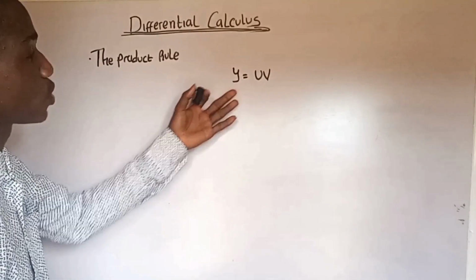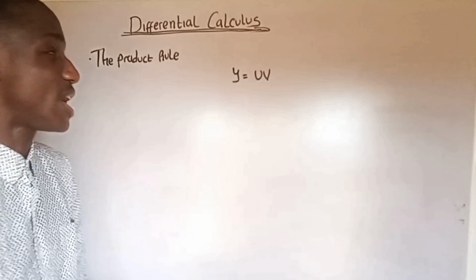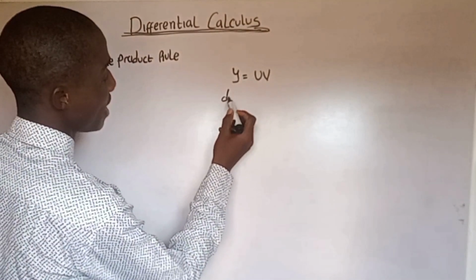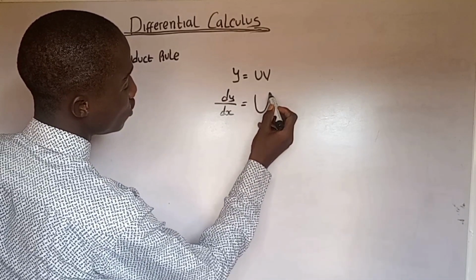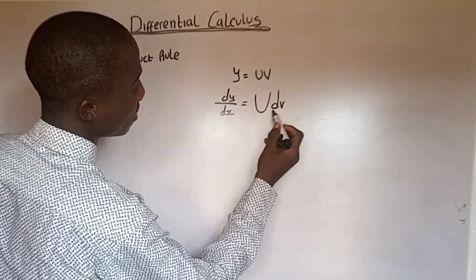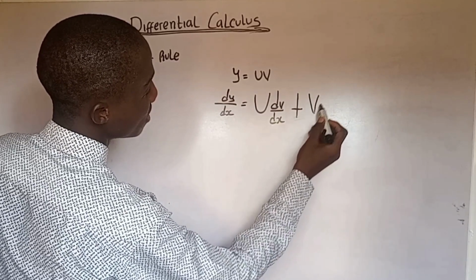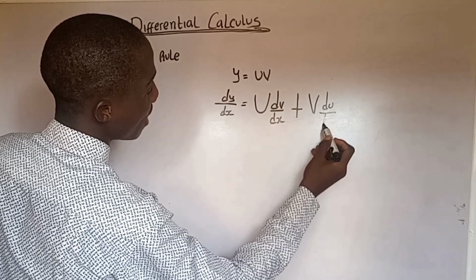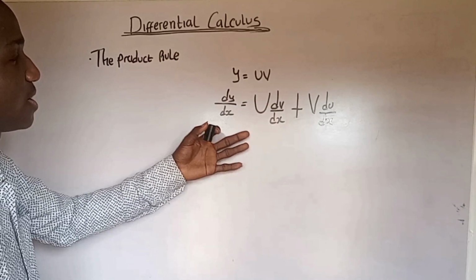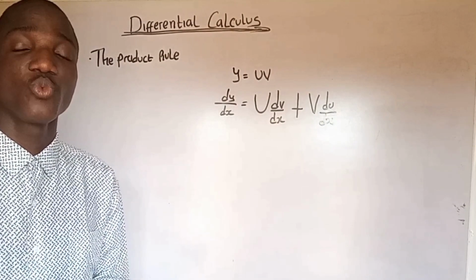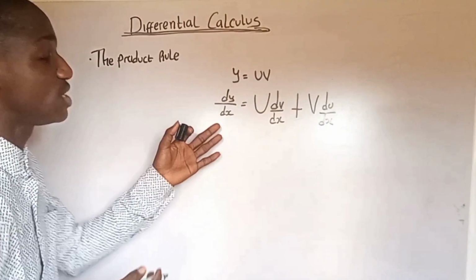The product rule states that when we are told to differentiate a function in which the two parts are multiplying each other, we are going to have dy over dx is equals to u dv over dx plus v du over dx. Now, this is what the product rule looks like. When we are told to differentiate a function which has two parts, and these two parts are multiplying each other, we are going to be using the product rule.